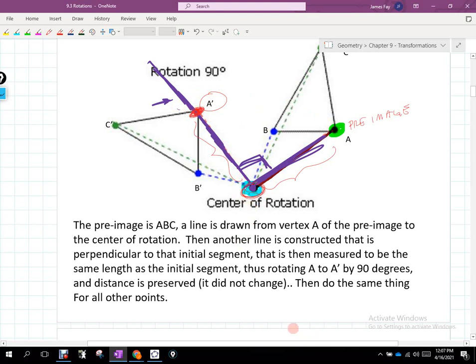Now I've rotated point A 90 degrees around that center of rotation. Then I do it for B. I do the exact same process for point B, for point C, and however many points I need, and I will effectively rotate my image 90 degrees. If I wanted to rotate it 30 degrees, then when I get to my protractor, I select 30 degrees instead of 90, and I can rotate 30.